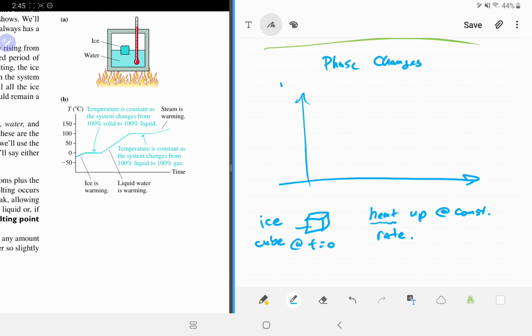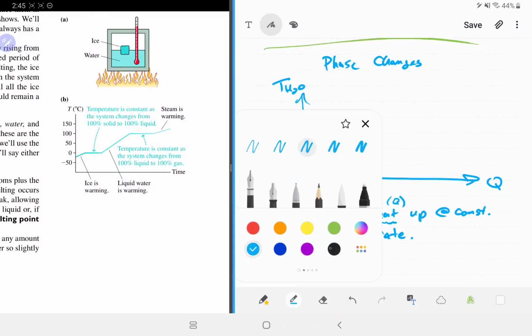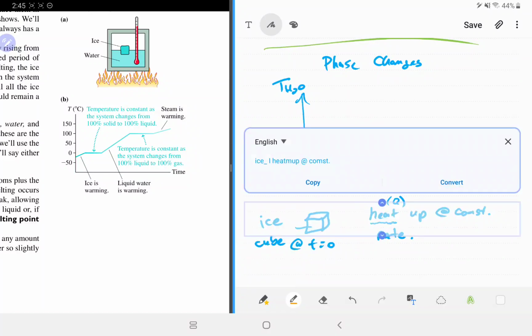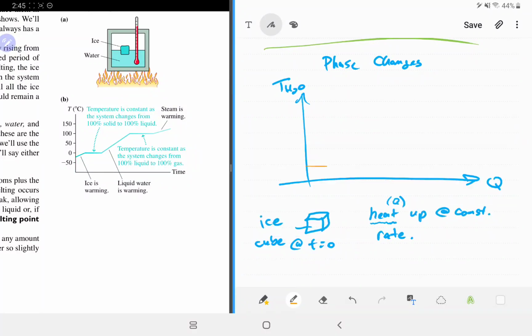And in this plot, I want to keep track of the temperature of the H2O as a function of how much heat is added. So heat, I'm using the letter Q for heat. So what happens? Well, the ice cube will start off at some temperature that's below the freezing point. And we can heat up the ice cube. So the ice cube heats up, heats up, heats up.